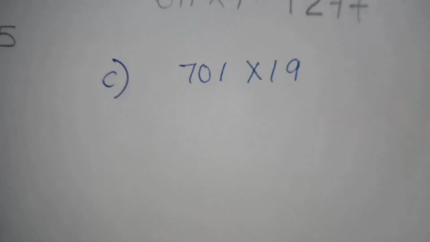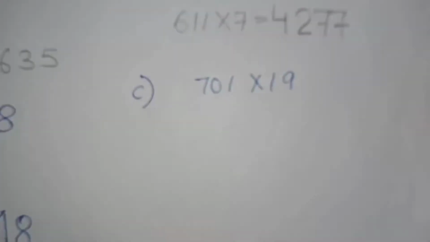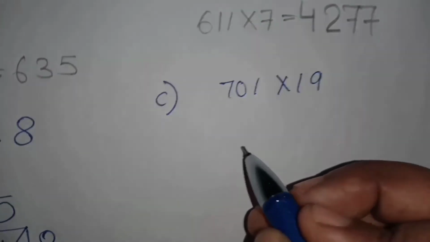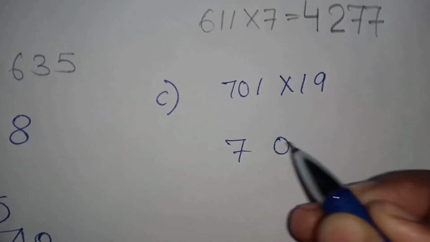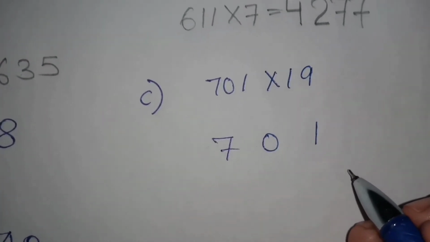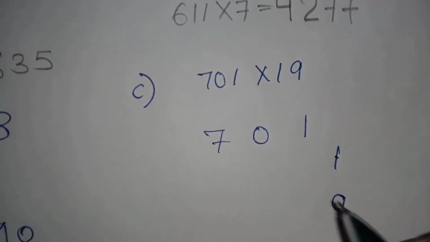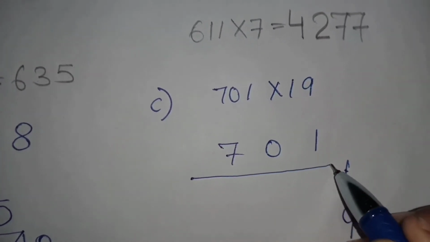Now let's do number C. First step is to write the multiplicand. So it is 701. And this one is the multiplier, so how will we write it here? 19 we will write down. Now we have to make the box.